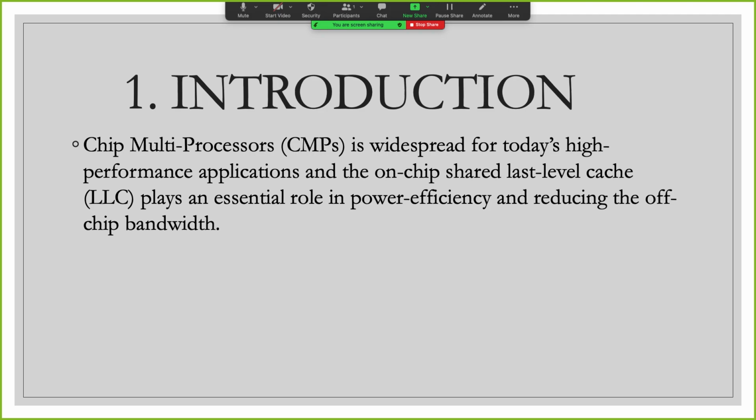As we all know, chip multiprocessors are widespread for today's high-performance applications, and the on-chip shared last-level cache plays an essential role in power efficiency and reducing the off-chip bandwidth. Unluckily, a cache miss can make our program slower and consume more energy. So we have to come up with some solutions in order to improve performance.